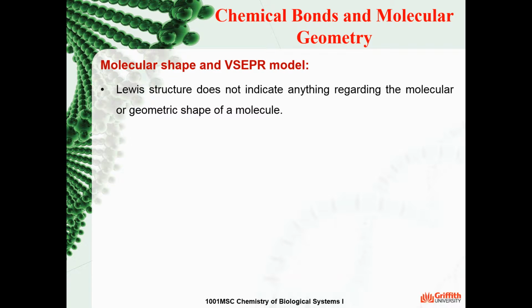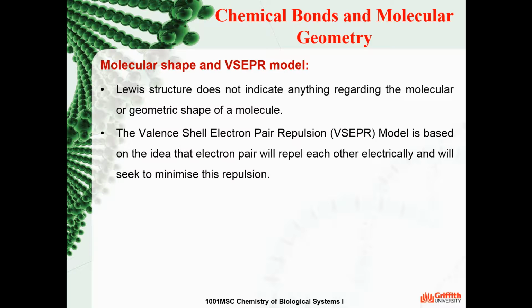Now, we learned how to draw the Lewis structure for compounds, but it doesn't indicate anything regarding the shape or polarity of the molecule. Therefore, we will build upon Lewis structures and learn a new model called VSEPR. This stands for Valence Shell Electron Pair Repulsion. The model is based on the idea that electron pairs will repel each other electrically and will seek to minimize this repulsion.